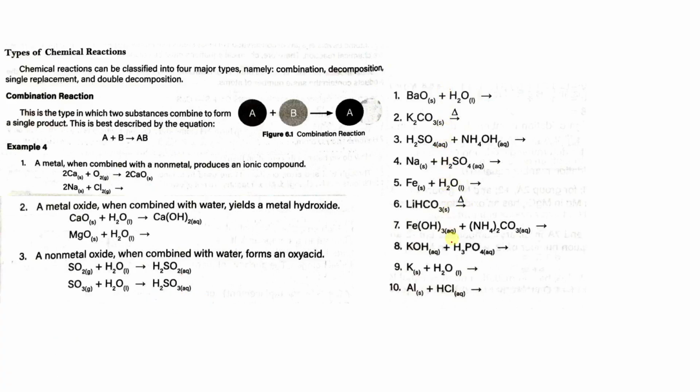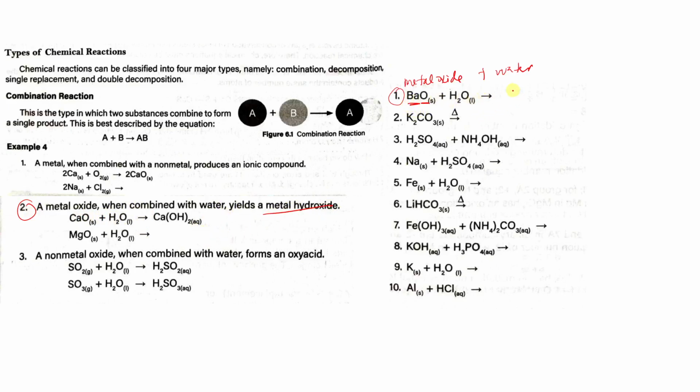Now let's check here. We have here 10 different reactions. Which of the following is a combination reaction? So this one is the same with one of this, right? Because this one is a metal oxide. So this first compound is a metal oxide. Because again, we have a metal and an oxygen. This is reacting with water. So this is similar to sample number 2. So again, the product for this one is a metal hydroxide.